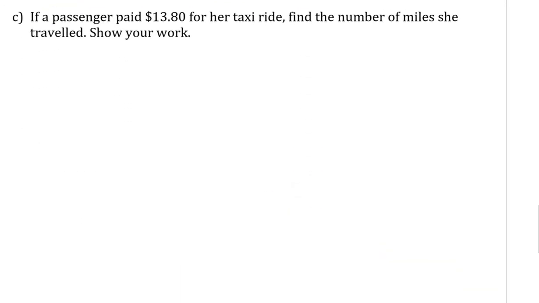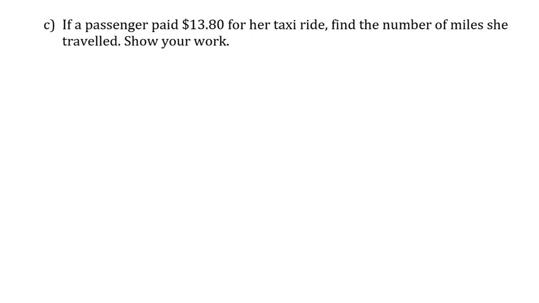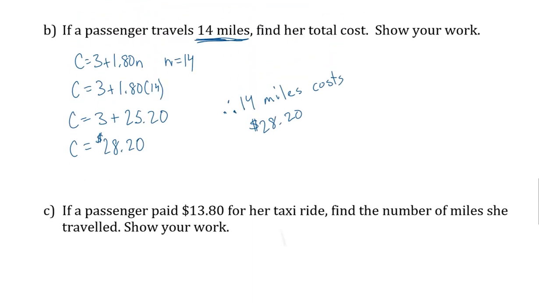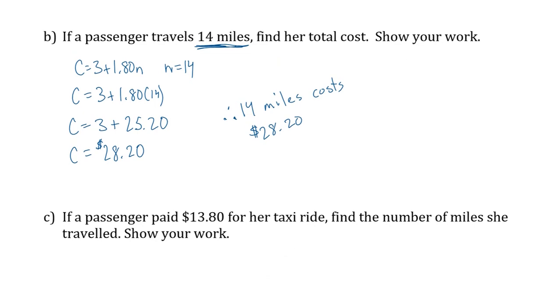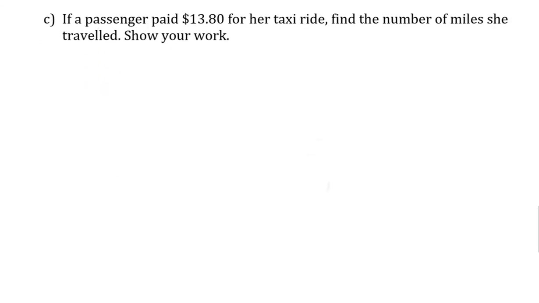Okay, last question. If a passenger paid $13.80, so this is less. So this should be a shorter ride, shouldn't it? That's something else that you can think about to sort of be checking your answers along the way. $13 is a fair bit less than 28, so this should be not as many as 14 miles, right? For their taxi ride, find the number of miles they traveled, show your work.